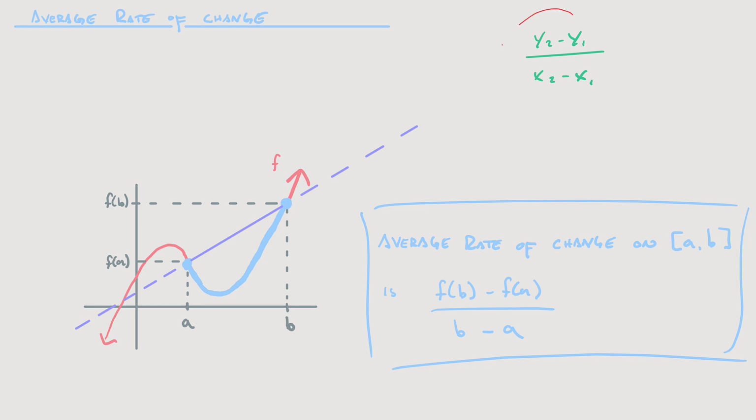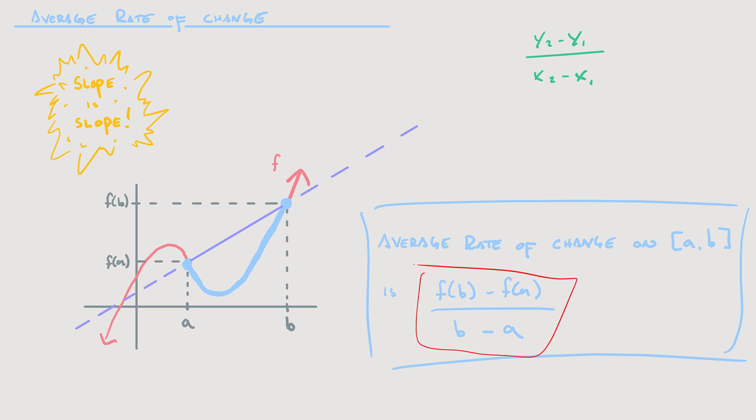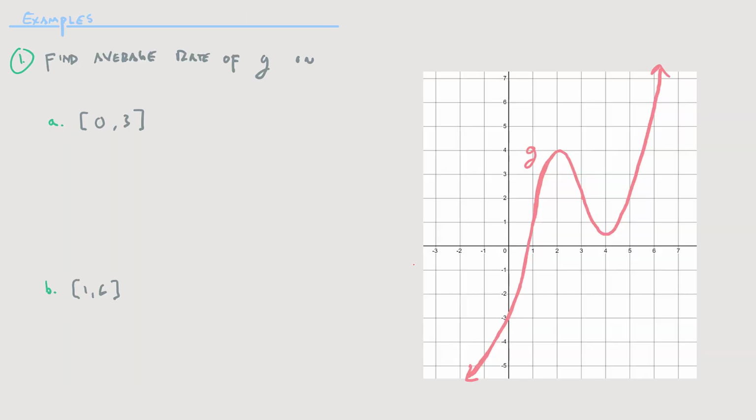Which is really nice because I always tell students, look, slope is slope. No matter what you're doing, whether you're finding the slope of a line or you're finding the average rate of change for a non-line, a nonlinear function, then you're just using y2 minus y1 over x2 minus x1. Except in the context of a nonlinear function, we're calling it f of b instead of y2 and f of a instead of y1. So in practice, this is relatively straightforward.